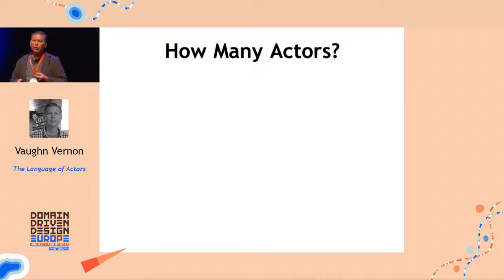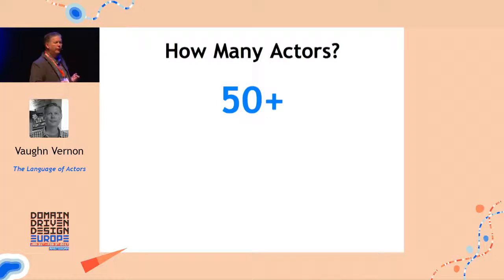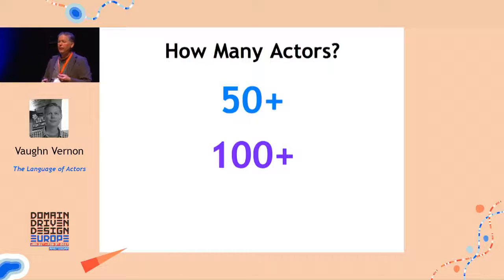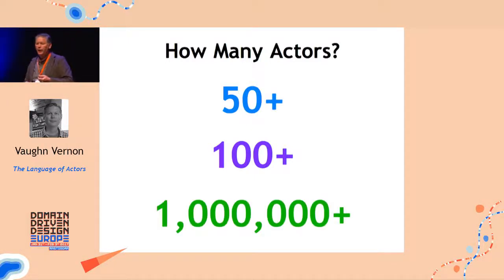So how many actors can we have in an actor system? Do you think 50 plus is a good number? You think 100 maybe? You think 1 million plus? Well, you would all be correct. Actually, many millions of actors are not unusual, depending on the size of perhaps the VM that the actors are running in. So you can scale actor systems.